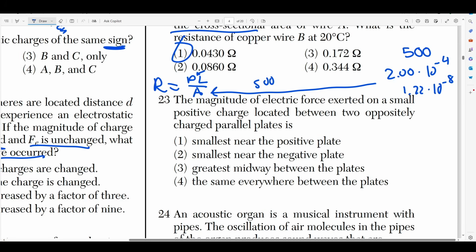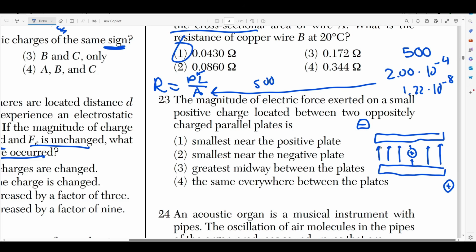Number 23 asks, the magnitude of the electrical force exerted on a small positive charge located between two oppositely charged plates is what? Okay, so they're asking us about the electric force between two plates, right? Here we have two plates and they're oppositely charged. That just means one is negative, one is positive. And here we have a test charge. And here the field will go from positive to negative. It's always in the direction of positive to negative, right?